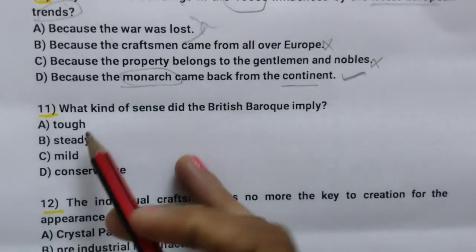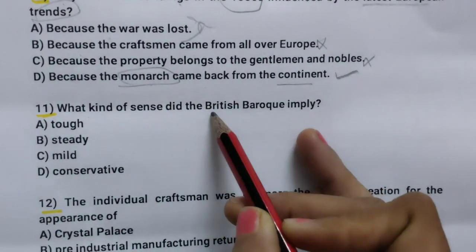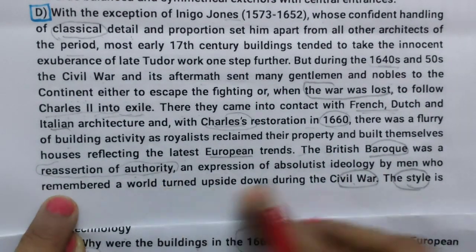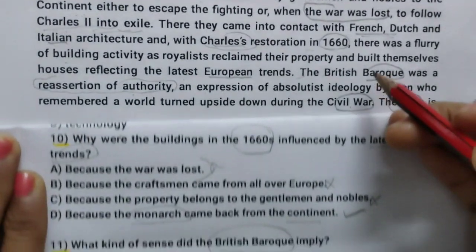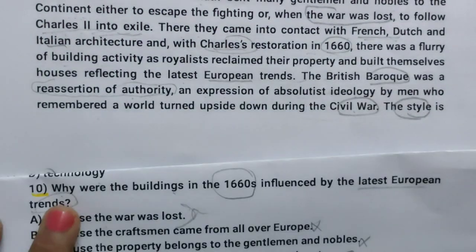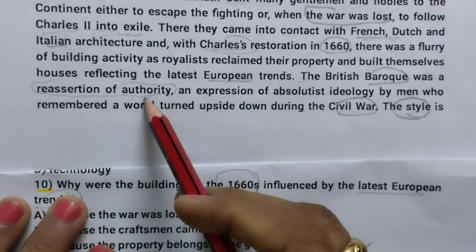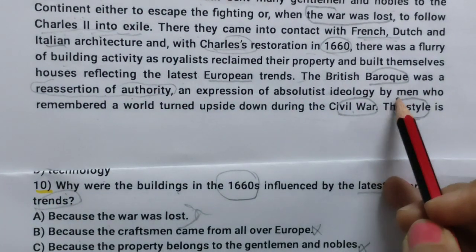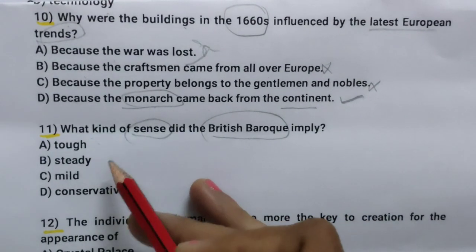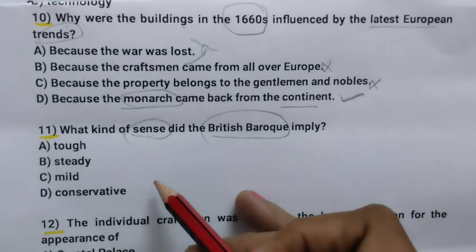Okay, now 11th: what kind of sense did the British okay, now this we know, here it is the location, was a sense of, so we need to find the sense about this, imply. Okay, was a reassertion of authority and expression of absolute ideology by a man who remembered a world turned upside down during the Civil War. The style is, let's read the options: tough, steady, mild, conservative. So we can decide, we can read it again.